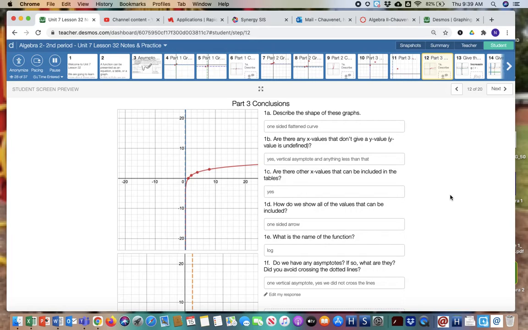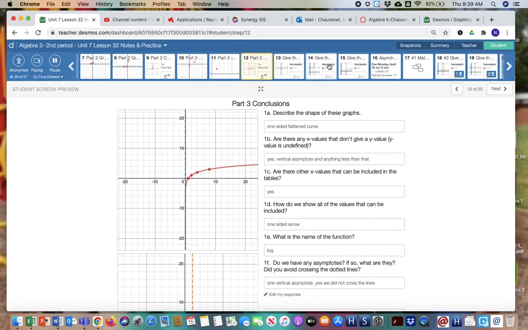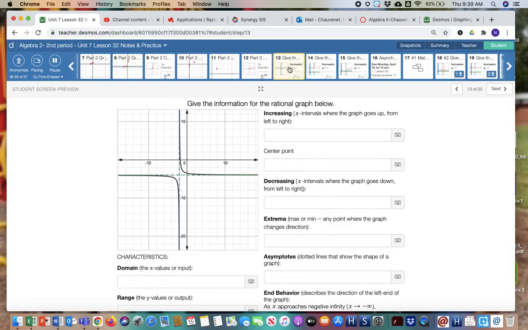Okay, so we've gone through each of the different graphs. We did the rational graph, we did the exponential graph, and now we just did the logarithmic graph. Now we're just going to talk about the characteristics in 13, 14, and 15, those ones we've been talking about for the last month. So let's take a look at each of those.